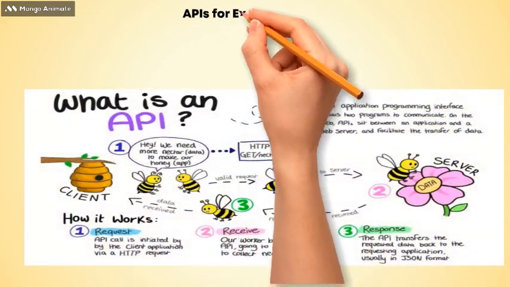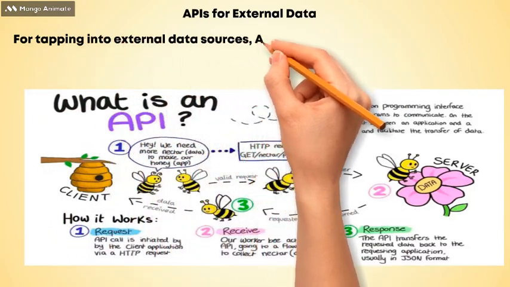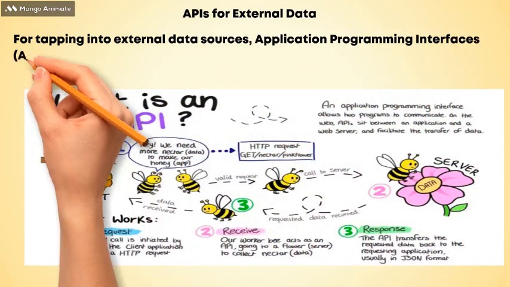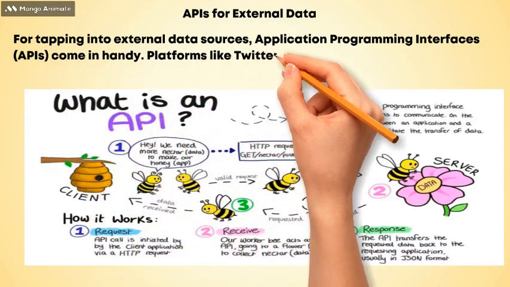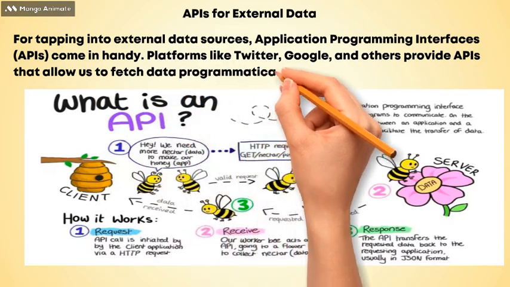APIs for external data. For tapping into external data sources, application programming interfaces, APIs, come in handy. Platforms like Twitter, Google, and others provide APIs that allow us to fetch data programmatically.